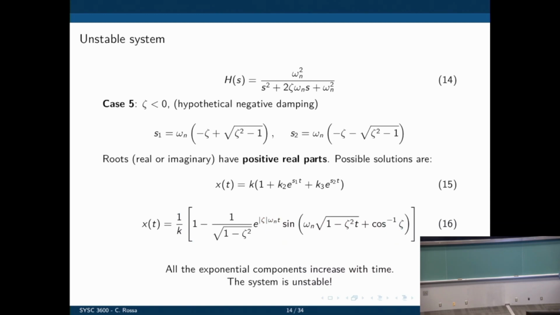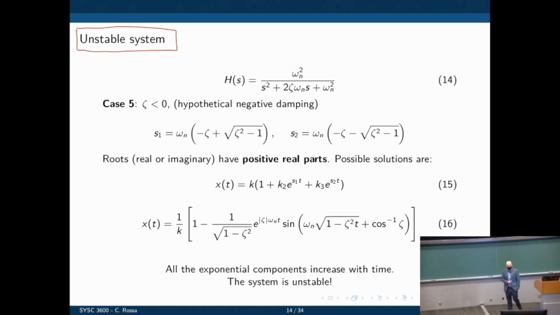No? Okay, so you have a last case study here, the unstable system. And this would occur when zeta is smaller than 0. In the case of the mass spring damper system, this would imply having a damper with a negative viscous friction coefficient, which is physically impossible. If you can think of a way to create a negative damping, patent it, because that's basically free energy. That's not going to happen, but it's mathematically possible to have a damping ratio smaller than 0.